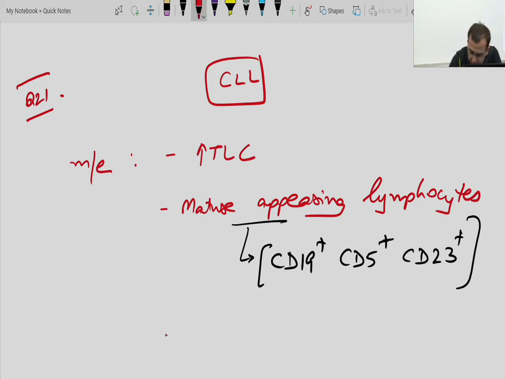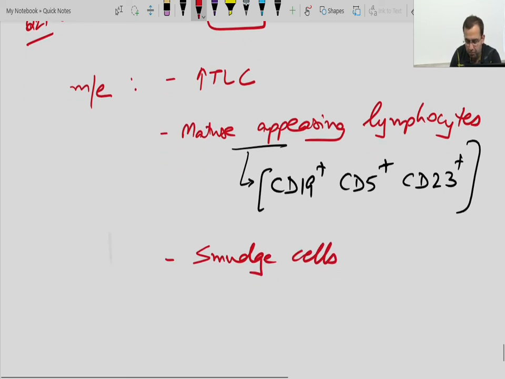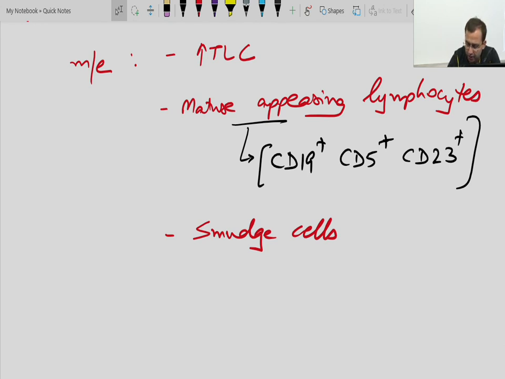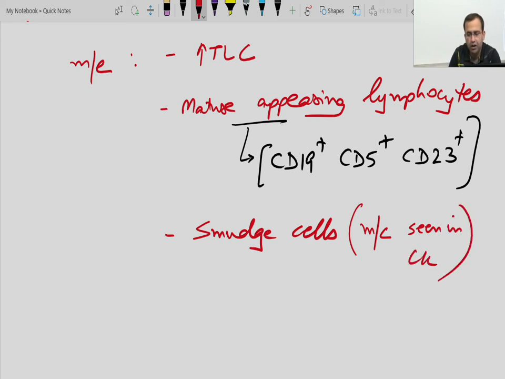Next point, CLL is also associated with the presence of smudge cells. Please note, smudge cells are most commonly seen in CLL, but they can be seen in other neoplastic diseases also. So do not make a diagnosis of CLL only on the basis of smudge cells. Have a look at the whole image.